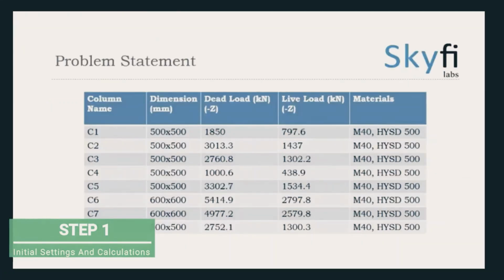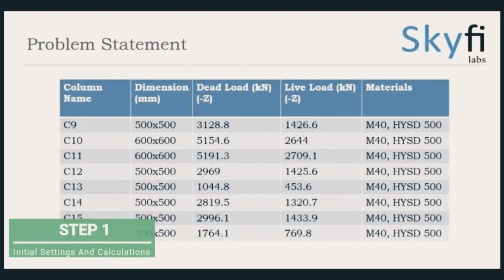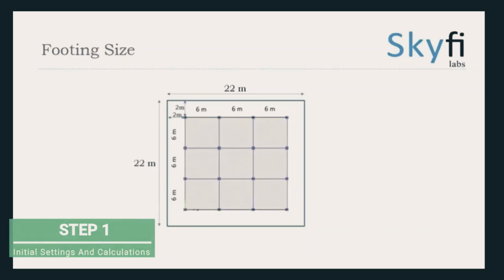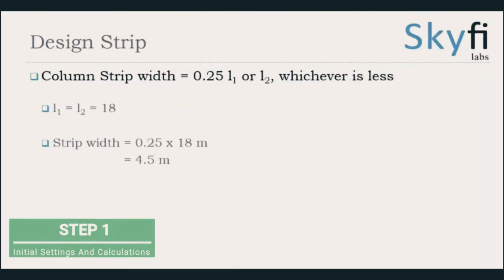Now this is the problem statement we got from our design problem. It has a footing size of 18 by 18 with a 2 meter extension from either side. This is how we have to find the subgrade modulus, and this is the calculation for the design strip.